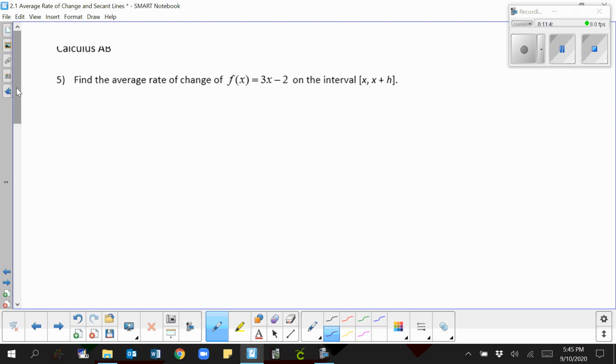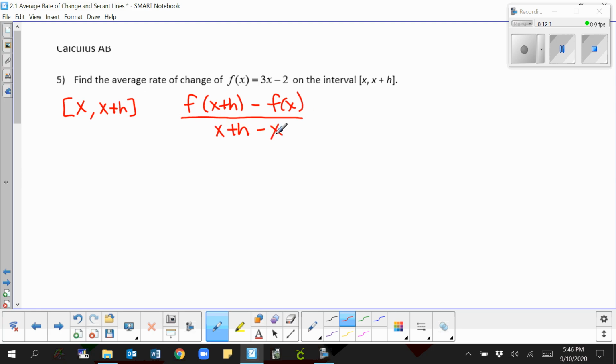And let's look at number 5 right here. It says find the average rate of change of f of x is equal to 3x minus 2 on my interval x to x plus h. So I'm looking at x to x plus h. So that means I'm looking at f of x plus h minus f of x all over x plus h minus x. So let's simplify this a little bit, and those x's cancel out. So I'm looking for the f of x plus h minus f of x over h. And for some of you, this might look familiar, this kind of little formula right here. We're actually going to talk about it a lot in the next video.